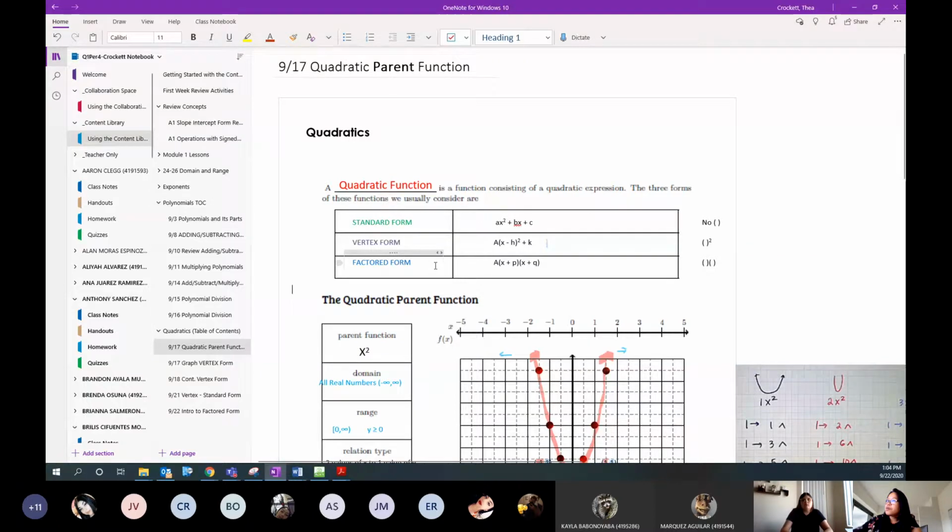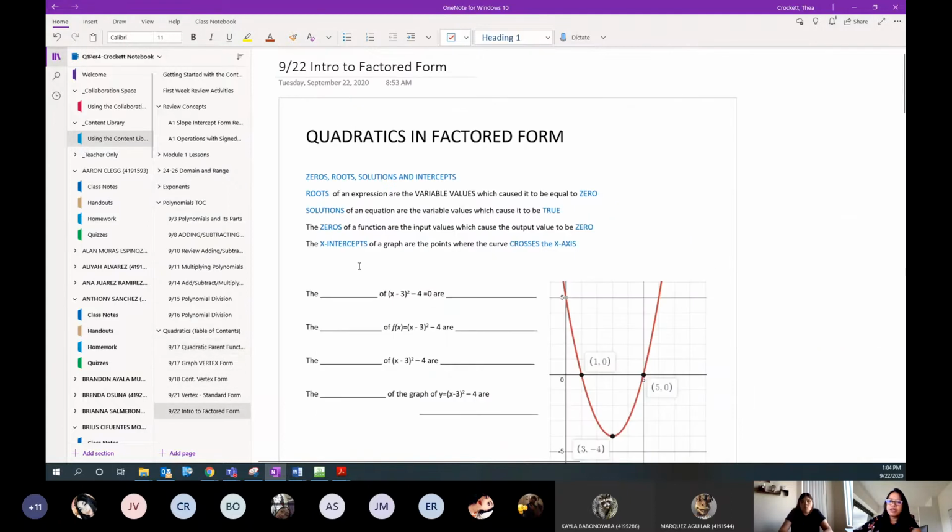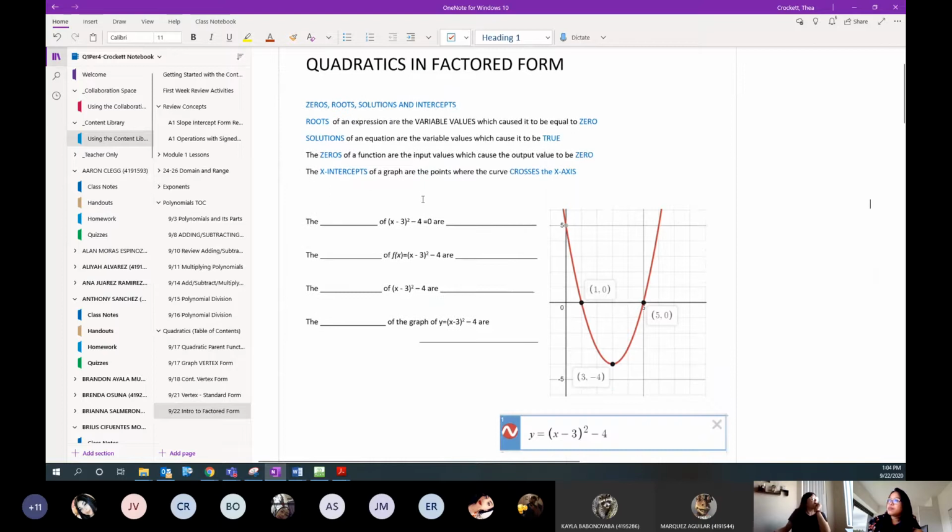We did that yesterday because the standard form doesn't have any parentheses. So now we're going to move to factored form, wherein you have two parentheses: x plus p and x plus q, and p and q are any numbers. You still have an a there, which is like your slope. So this is where we're going to focus today. And there's a lot of vocabulary that they use just for this factored form. So we move on to our lesson today.